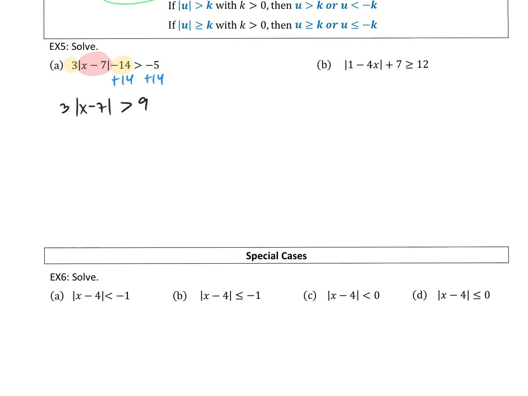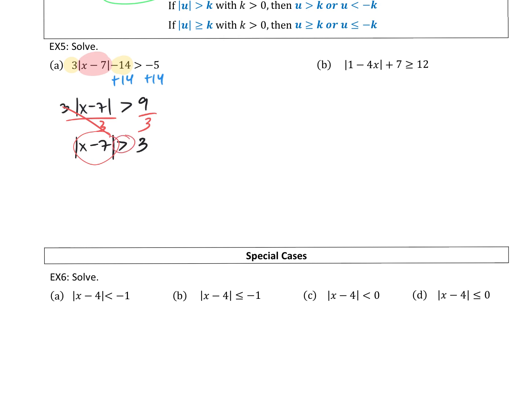And let's have 9, and then dividing by 3 to get everything by itself. We have x minus 7 is greater than 9 divided by 3, which is 3, not 6. All right, so again, oops, I got rid of those absolute values too quickly. It's still in the absolute values, so to get it out of the absolute values, we have to write an OR statement because my absolute value is greater than.